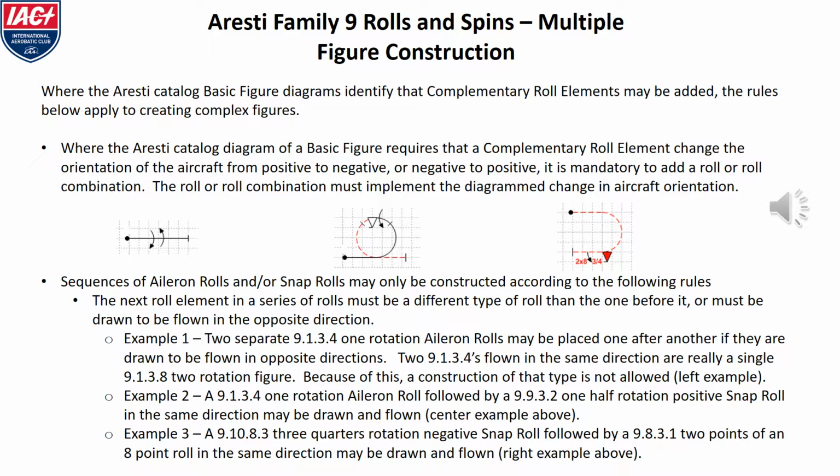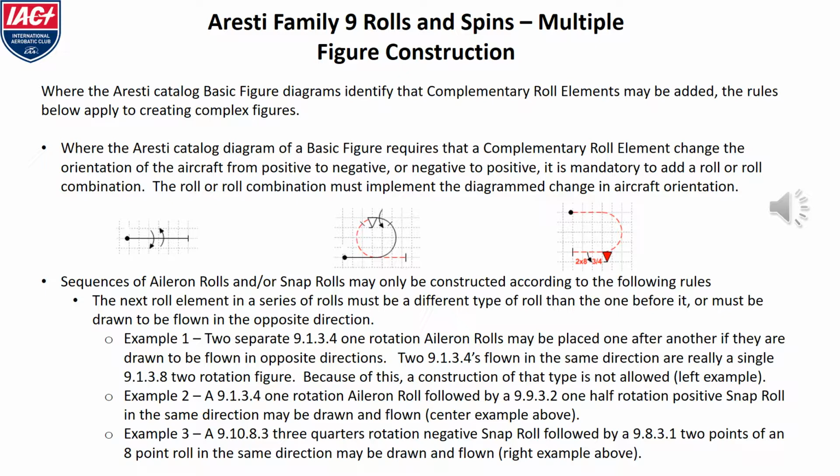Where the Aresti catalog diagram of a basic figure requires that a complementary roll element change the orientation of the aircraft from positive to negative or negative to positive, it is mandatory to add a roll or roll combination that implements the diagram change in aircraft orientation. Sequences of aileron rolls and/or snap rolls may only be constructed according to the following rules. The next roll element in a series of rolls must be a different type of roll than the one before it, or it must be drawn to be flown in the opposite direction.